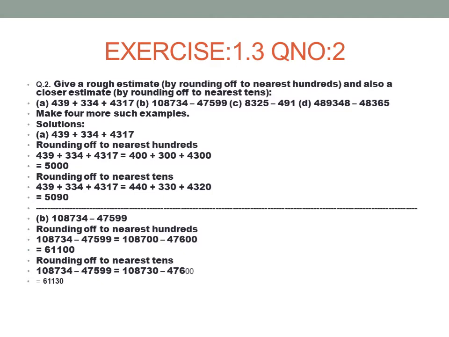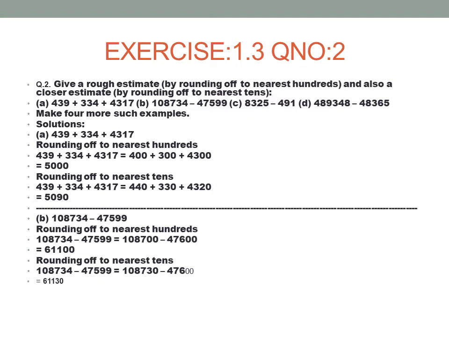Now add up all these numbers. 439 rounded to 400, 334 to the 300 and 4317 to 4300. Only we have rounded off to the nearest 100. If you sum up 400 plus 300 will give you 700. 700 is added to 4300, which will give you 5000. So this is the answer, estimated amount or estimated answer we can say when we add up to the nearest hundreds. Now rounding off to the nearest tens.